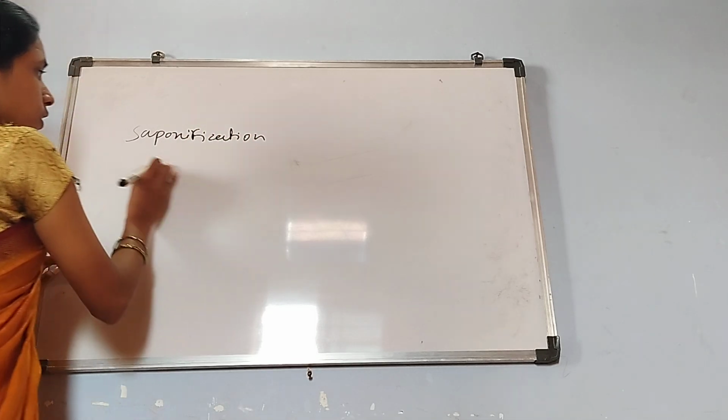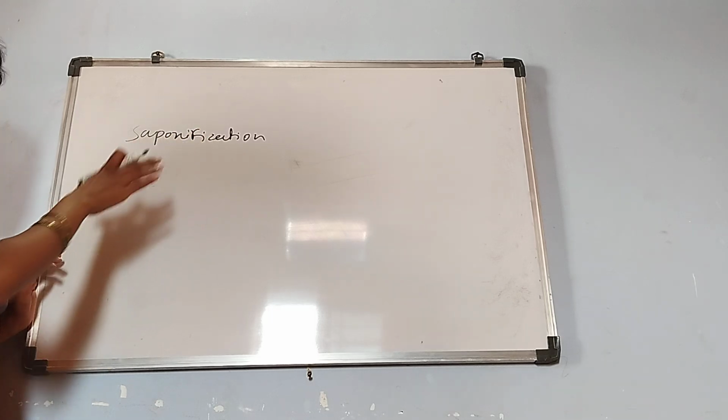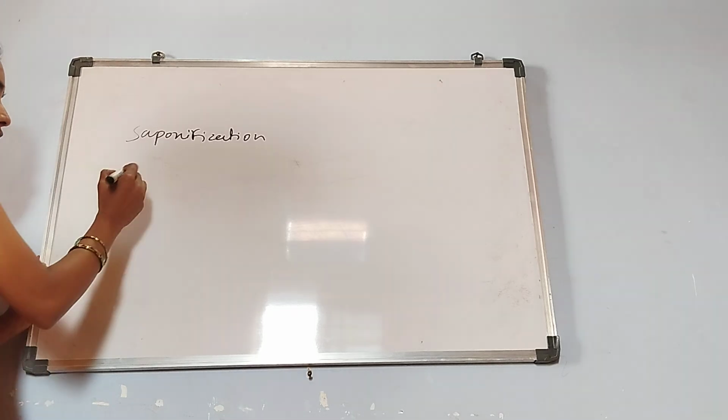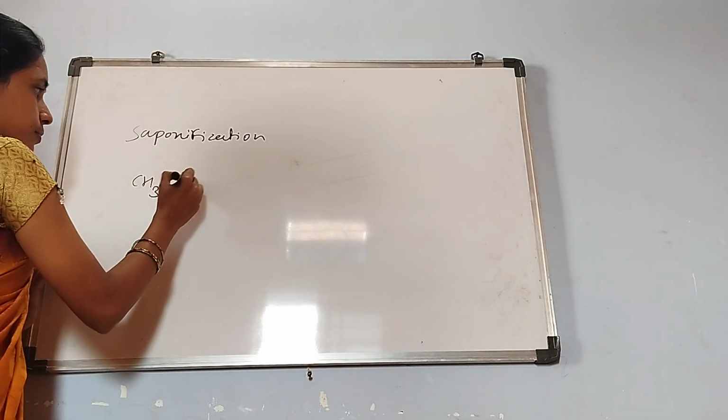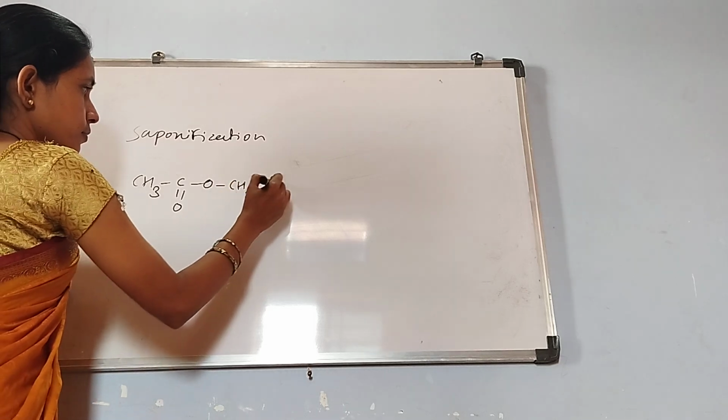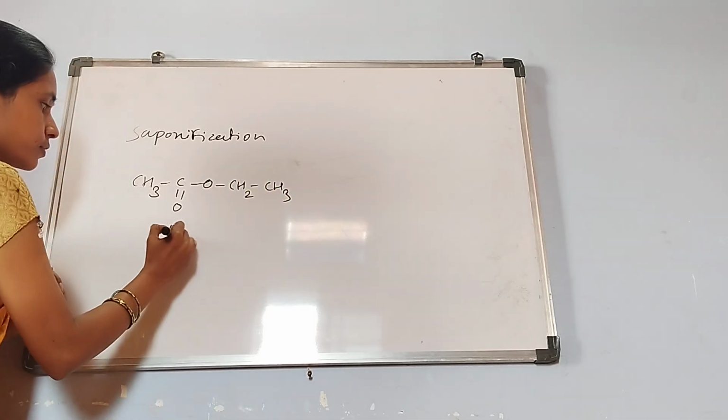Saponification reaction. The reaction which is used for the formation of soap is called the saponification reaction. So I'll write the reaction here first. So this is an ester.